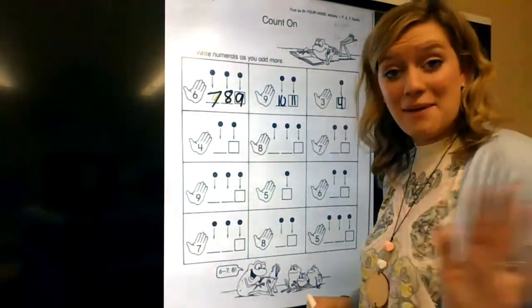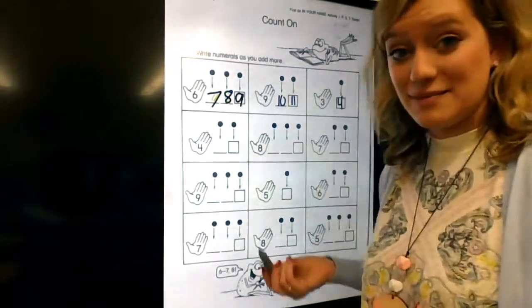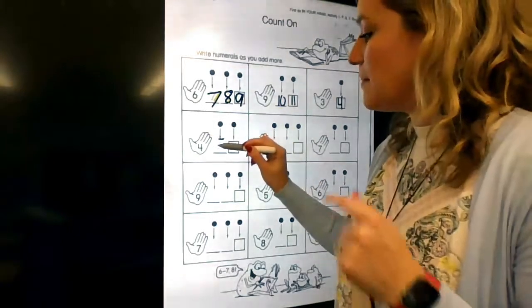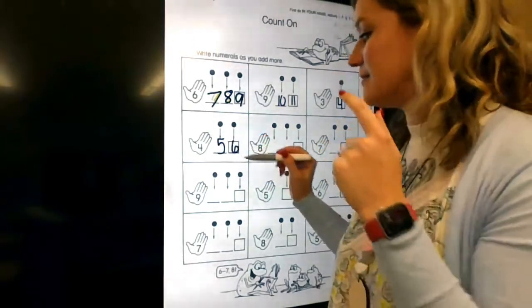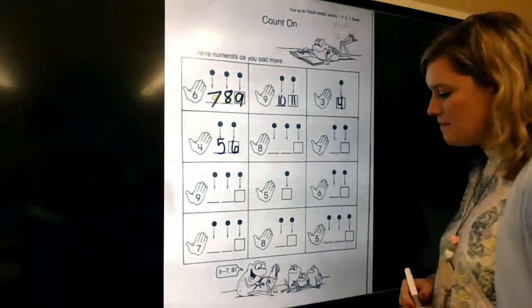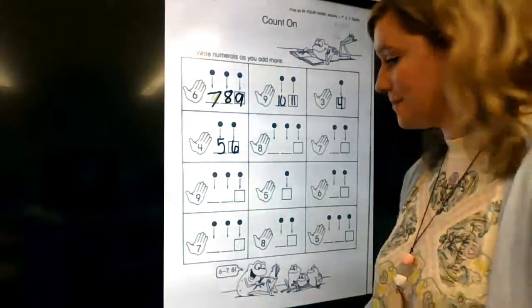Maybe you don't like the clapping, and maybe you want to just count it. Maybe you want to say, okay, starting with 4, count up 5, 6. You can do that too. Okay? So however many dots tells you how many you're going to count up.